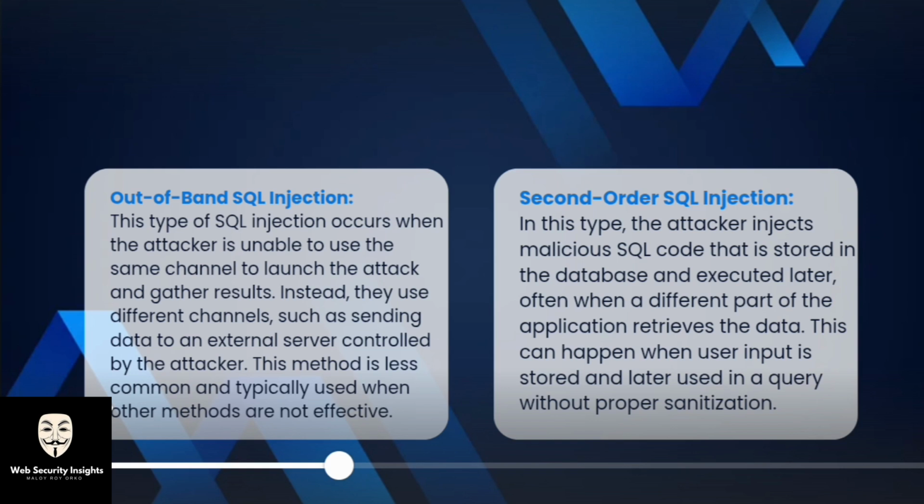Second order SQL injection. In this type, the attacker injects malicious SQL code that is stored in the database and executed later, often when a different part of the application retrieves the data. This can happen when user input is stored and later used in a query without proper sanitization.